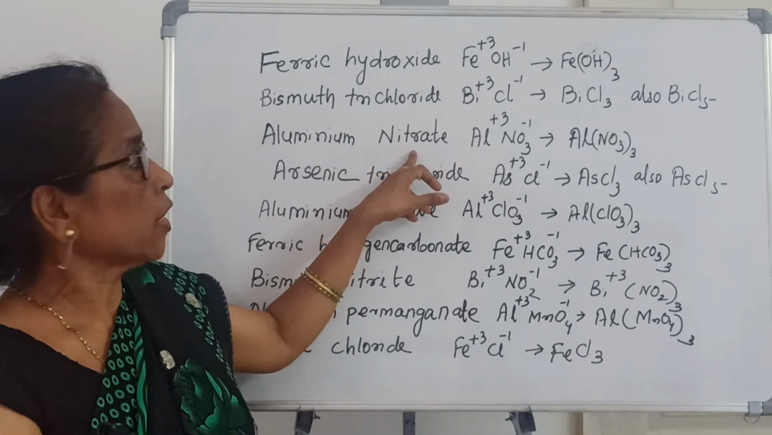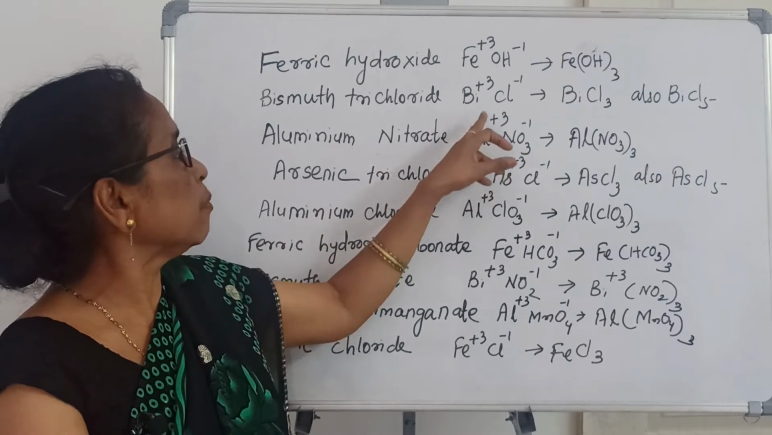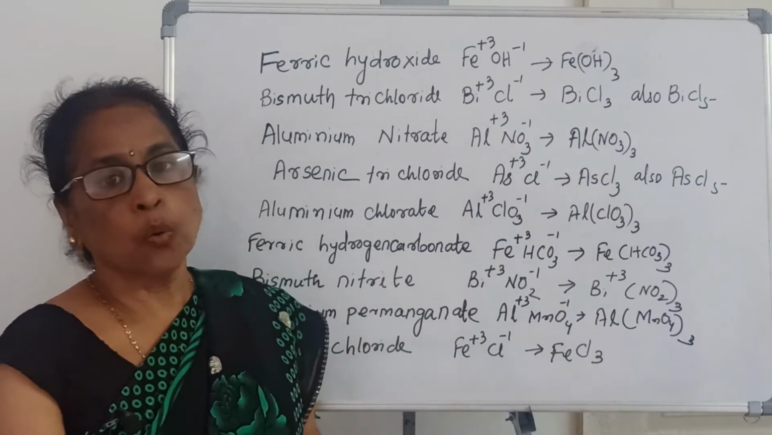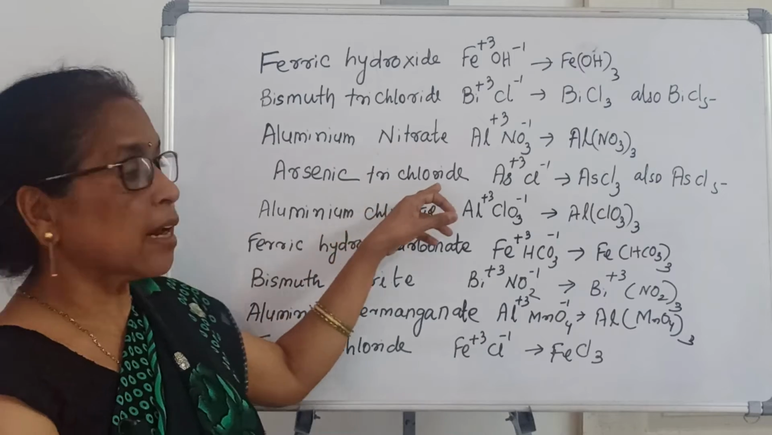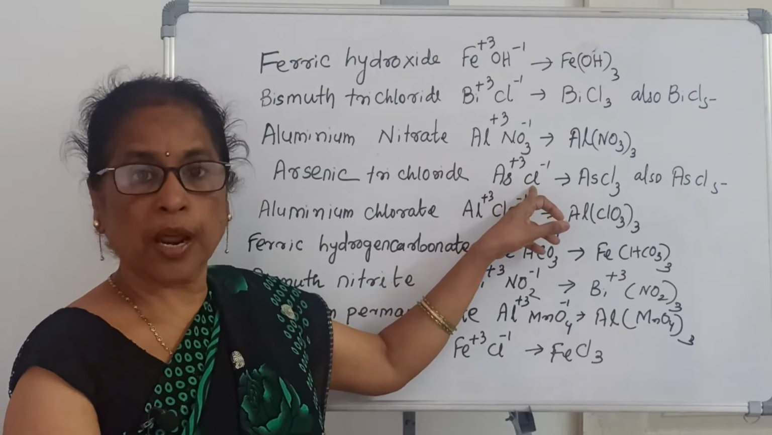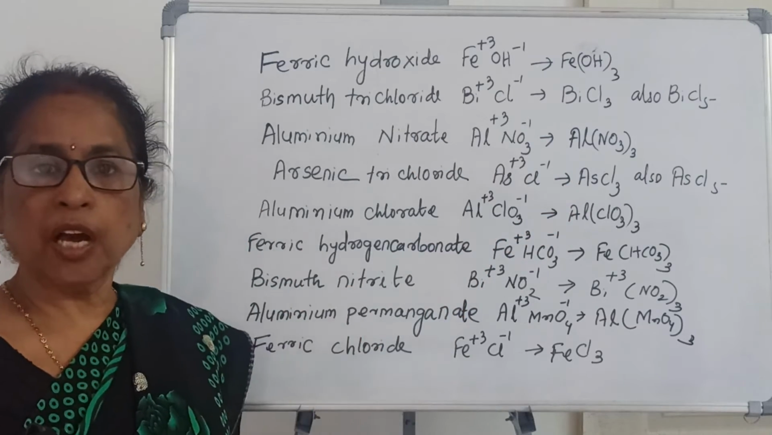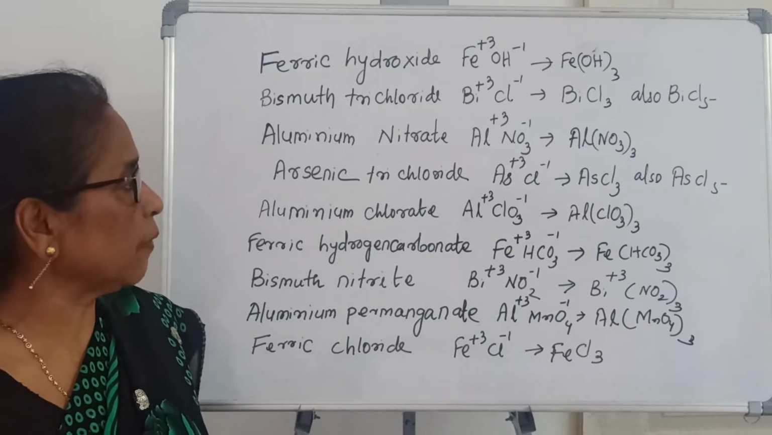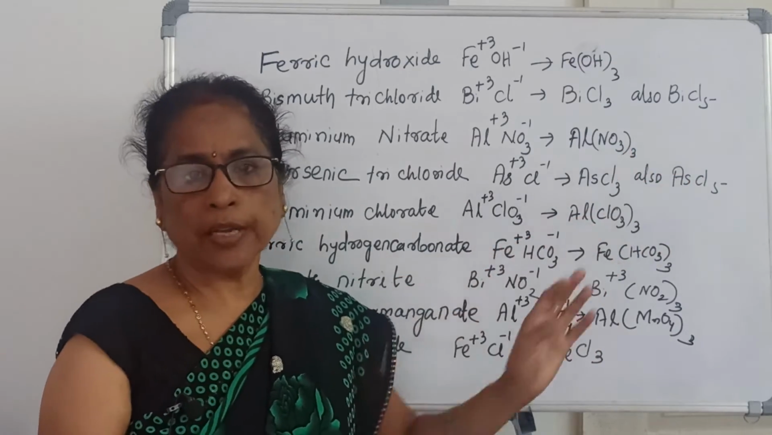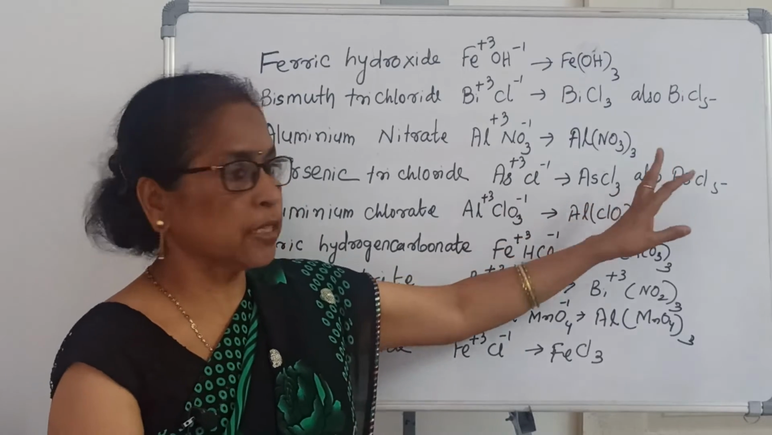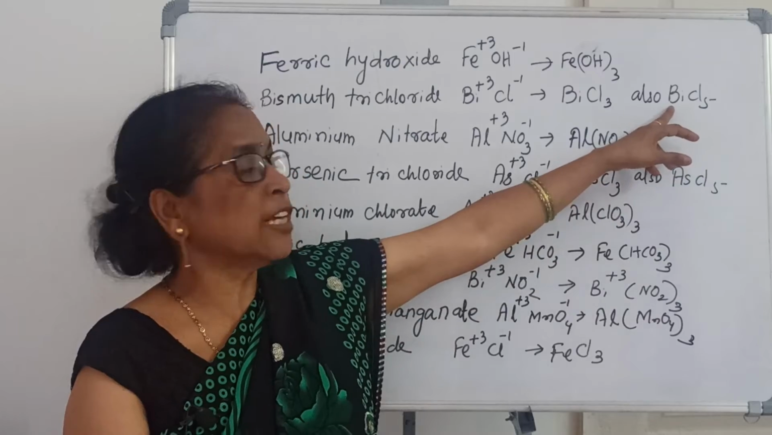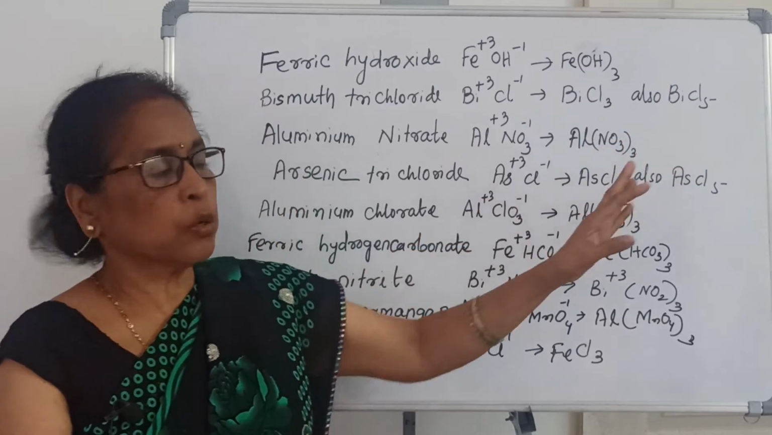Aluminium nitrate, Al+3, NO3 -1, so it is Al(NO3)3. Arsenic trichloride, arsenic +3 and chloride, that is -1. So what is the formula? AsCl3. It also exists as AsCl5. As means +5, that is why it is AsCl5. What is the name? Arsenic pentachloride. Similarly here also bismuth pentachloride.